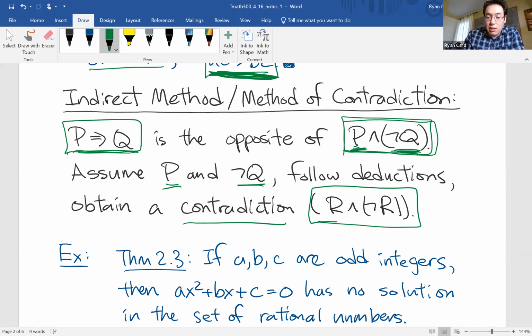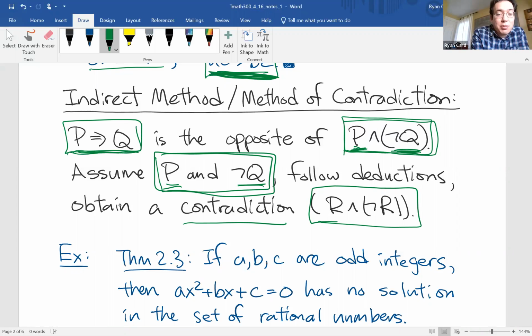If you get a contradiction, then you must have started with the wrong hypothesis. And the only thing you assumed, I presume, is these two things, P and not Q. So that assumption must have been wrong. If that assumption is wrong, that's the opposite of P implies Q. So that's how you can show that implication. I hope that made sense.